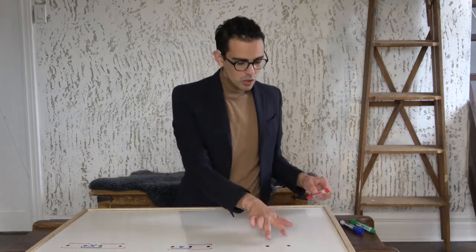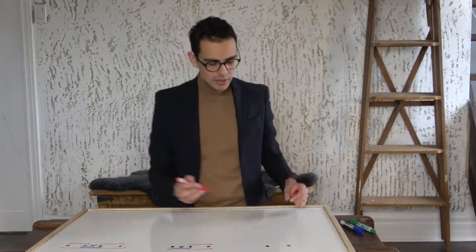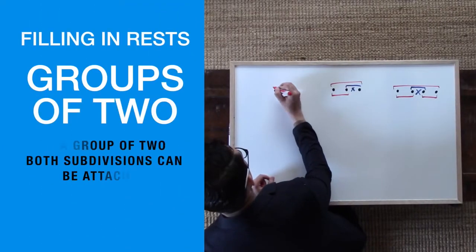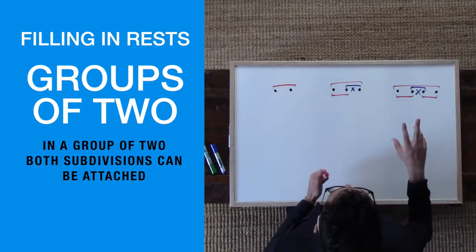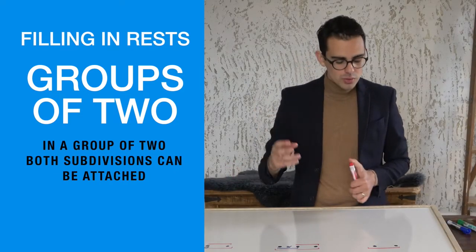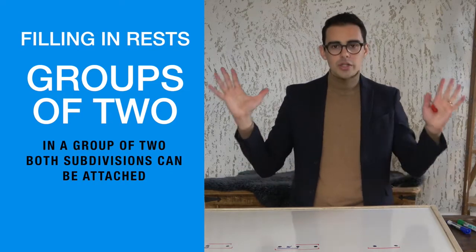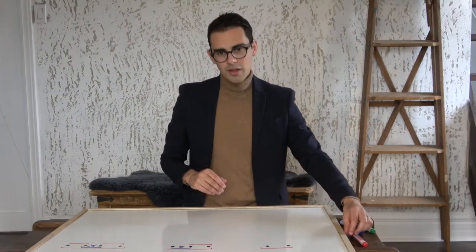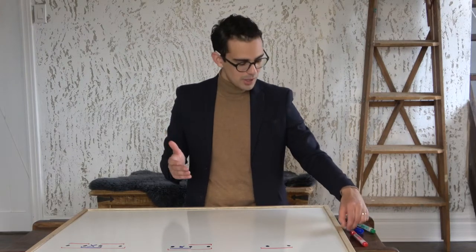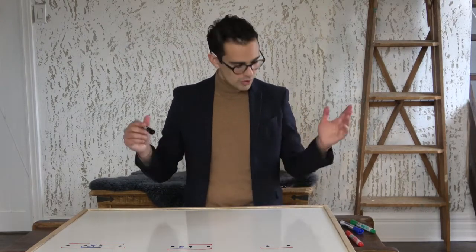And a group of 2 is the easiest. You can group 2 together. If you have a group of 2 things, whether it's a beat that's been subdivided into 2s, or it's just 2 groups in a meter, you can attach it all together in one rest. You're probably wondering what I'm talking about. I will now show you.